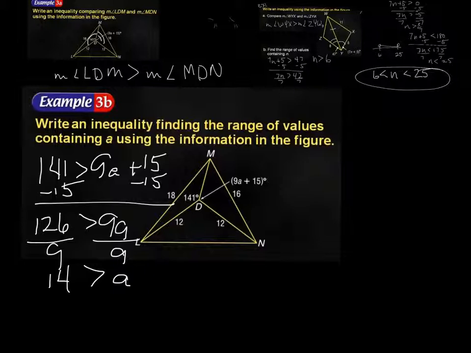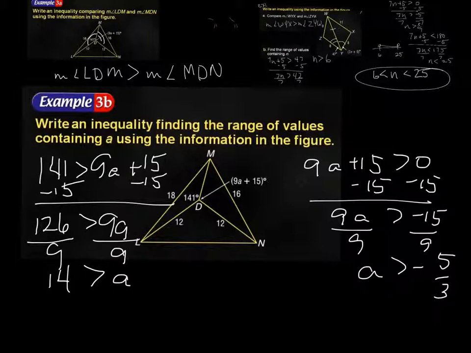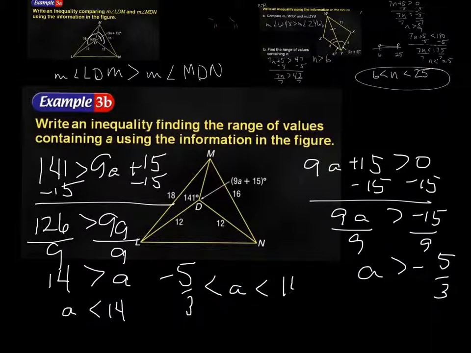And then again, an angle measure cannot be negative, so 9A plus 15 must be greater than 0. Divide by 9. A is greater than negative 5/3. If I rewrote my first one, that would have been A is less than 14. That looks nicer. So now we have both a less than and a greater than. I'm happy. So I can start with the negative 5/3. A has to be greater than that, and it has to be less than 14.